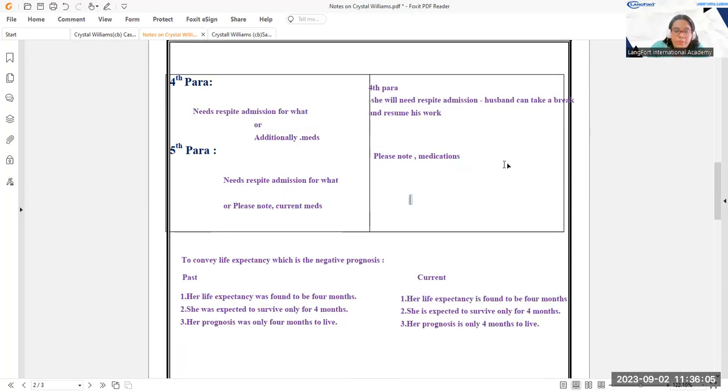Also, go through how we can mention life expectancy, which comes as a negative prognosis. All of you, Jose, Smita, Preeta, go through it. Come on. We are going to look at the sample letter in a second, so go through it.